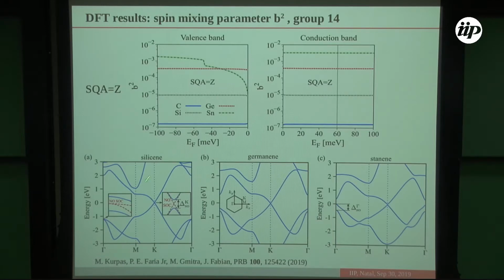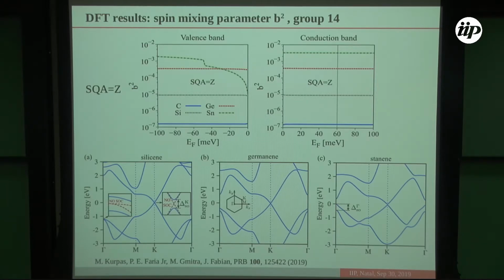The same happens for graphene, for silicon, for germanium, and then for stannene, the maximum of the valence band is here at the gamma point, which is the point of the highest symmetry. So the spin orbit coupling is really low, and it exponentially increases. And once the band at the K point crosses the Fermi level, we have this kink here, and there is an additional contribution to B squared.